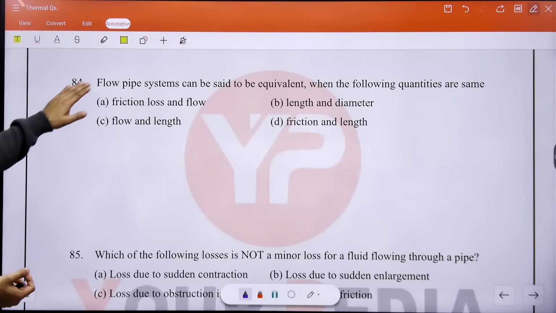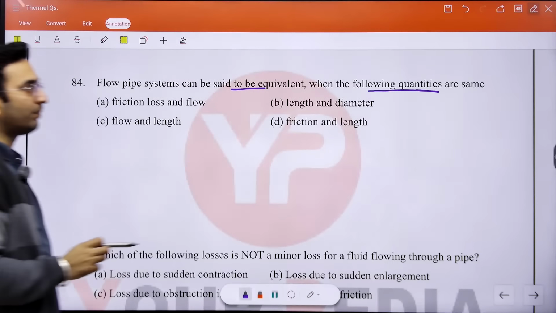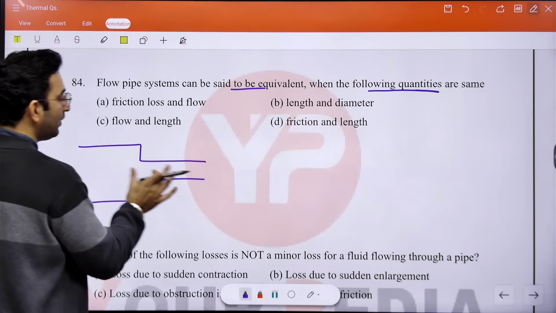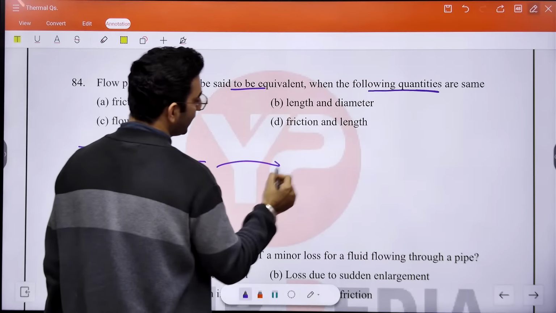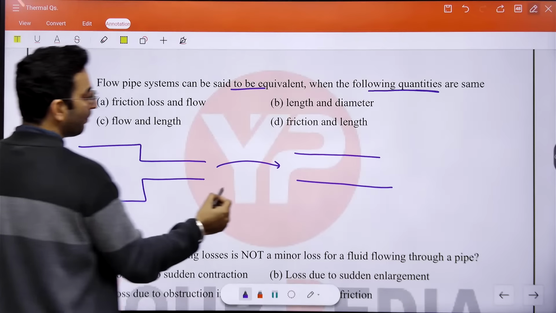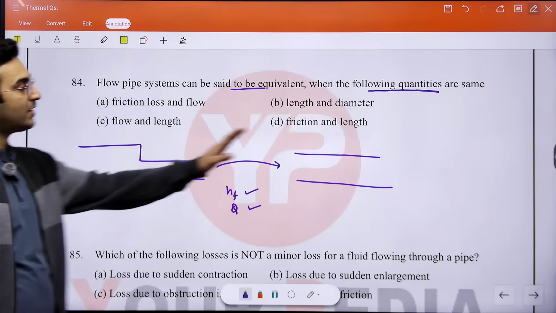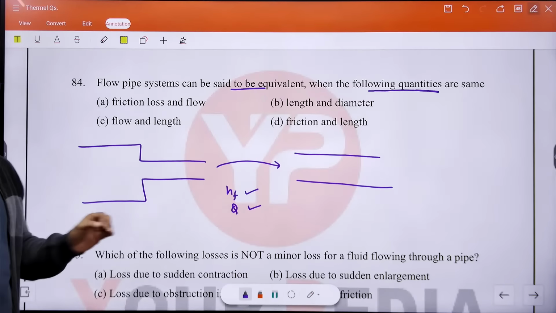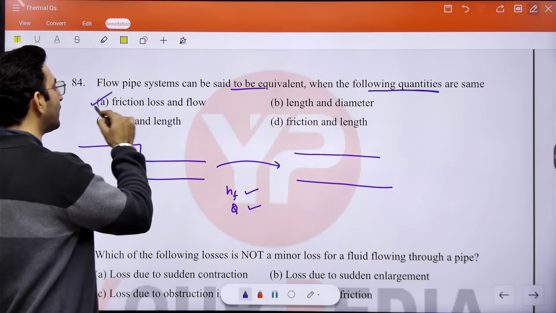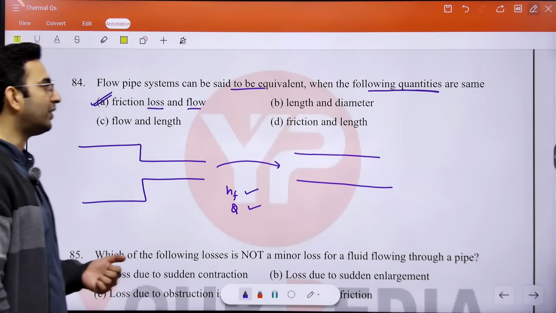Next, flow pipe systems can be said to be equivalent when the following quantities remain the same. Remember that whenever you have a composite system like this one and you want to replace it with an equivalent pipe, you have to compare the head losses and the discharge. These two pipes must have the same head losses and the same flow rate. That is a required condition. So for the head losses we have to make sure the frictional losses are the same, and for the discharge we have to make sure the flow is the same. Option A will be the correct answer here.